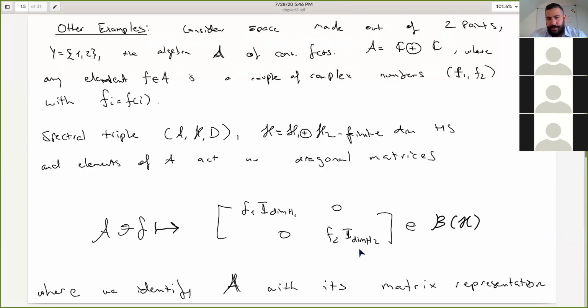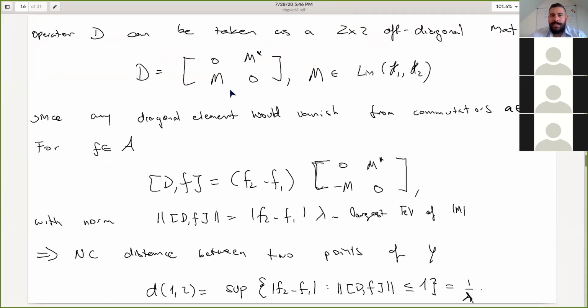Now, because it's that simple, the interesting thing is the operator D. As I said, the spectral triple consists of an algebra, a Hilbert space, and a Dirac operator. And this operator has to be taken as a 2 × 2 off-diagonal matrix, because any diagonal element would instantly vanish with the commutators of A. Diagonal matrices commute, and since these are just numbers, this has to be commutative.